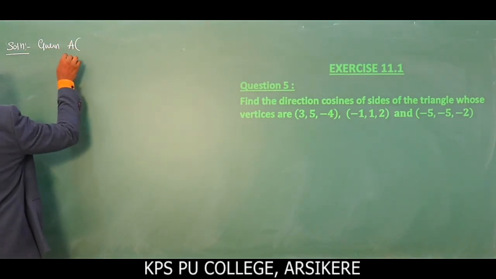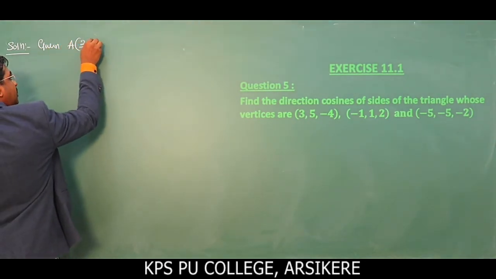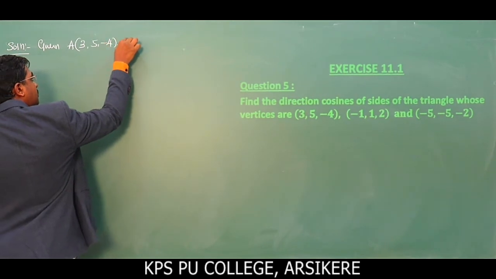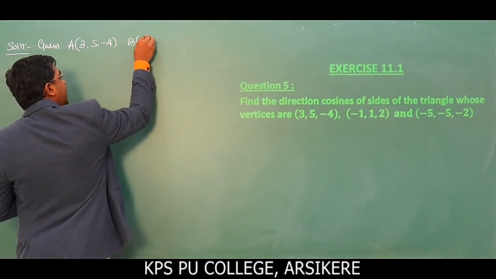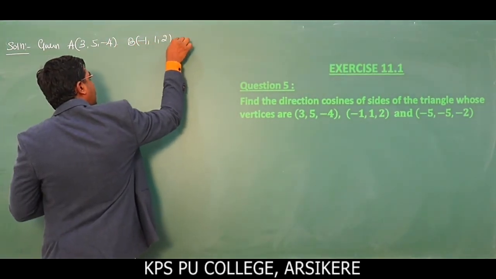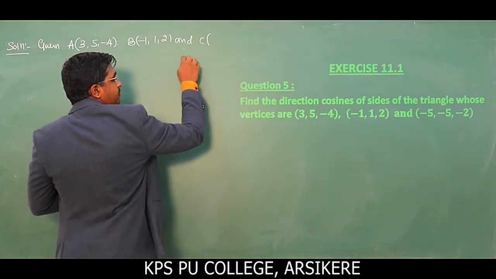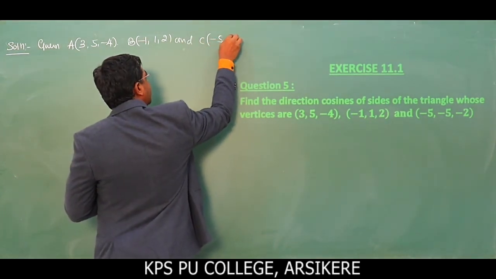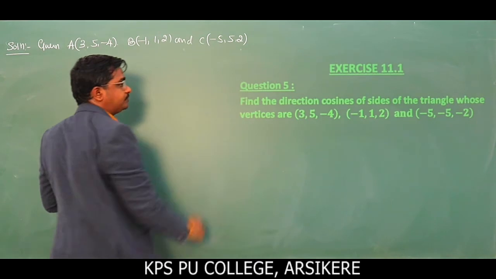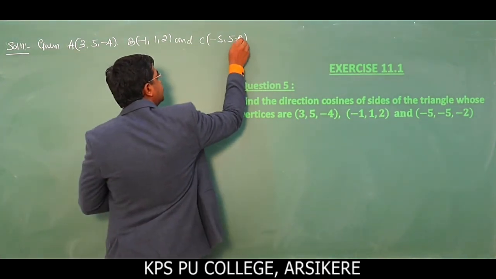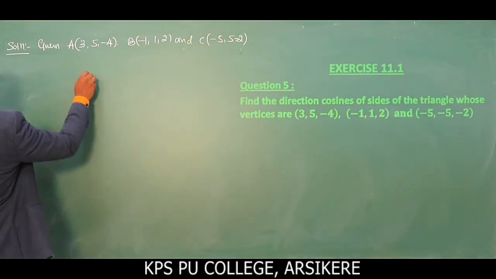Take the given: A is (3, 5, -4), B is (-1, 1, 2) and C is (-5, -5, -2). Let's construct a triangle.